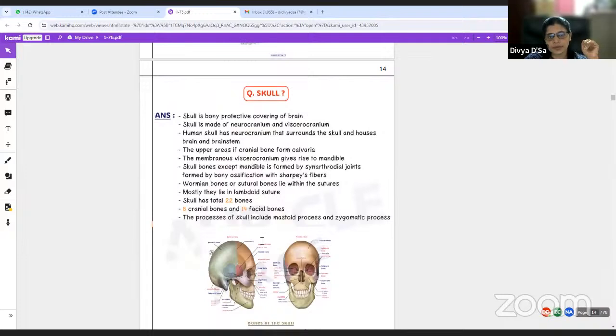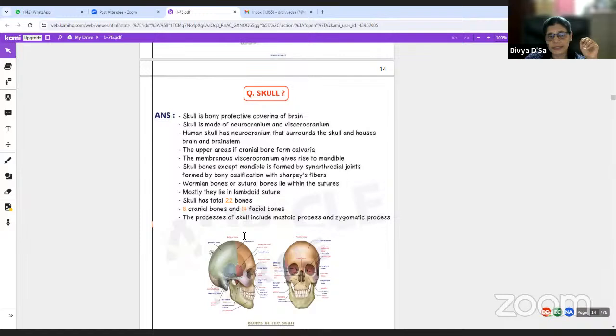Then skull. What is the skull? It is a protective covering of the brain. The skull is made up of neurocranium and viscerocranium. The neurocranium basically covers the brain and the brainstem part, that is the central nervous system.